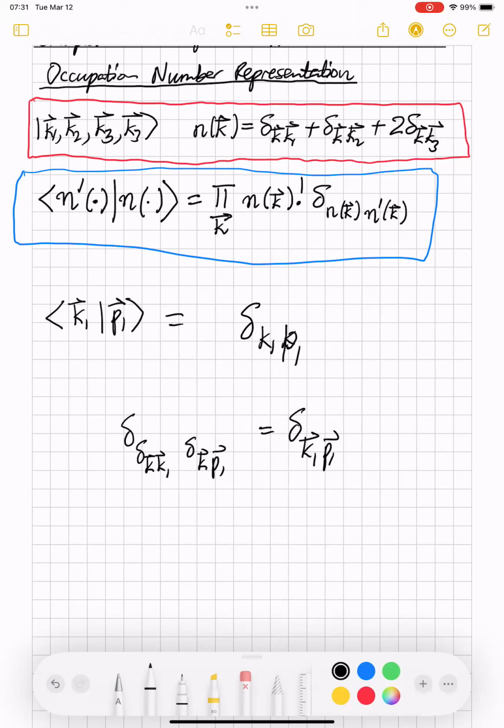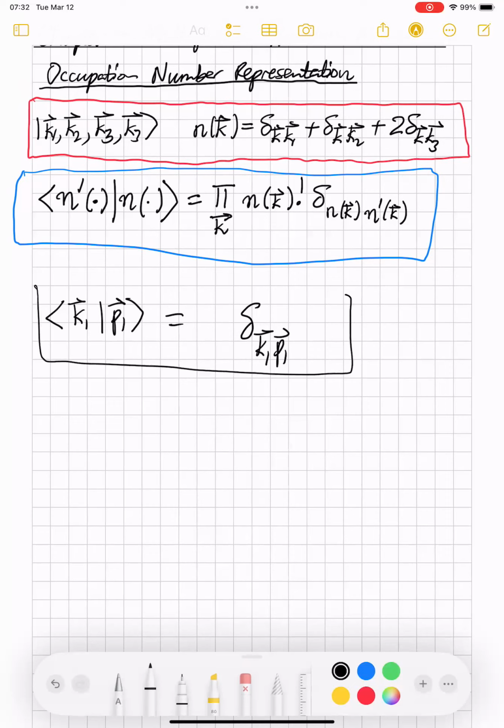So this delta function just becomes delta k1, p1. All of the n factorials that we've seen sitting here, they are either naught factorials, or when we're at k1, they're just a 1 factorial, so that's just 1. So at the end of the day, this is what we'll end up getting. We simply get that delta of kp1 is equal to delta k1 p1, which is the correct answer, but I got it by evaluating the right-hand side of the occupation number representation.